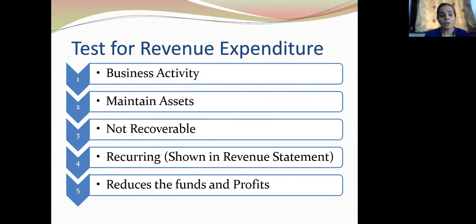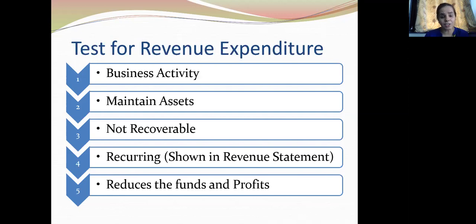Third test is non-recoverable. It means once you have paid these expenses, you are not able to recover them, like wages paid. Every month you are paying the wages. If you are paying the wages, you cannot recover them at any cost. Salary paid, depreciation charge: these are expenses which are gone. Fourth test is recurring.